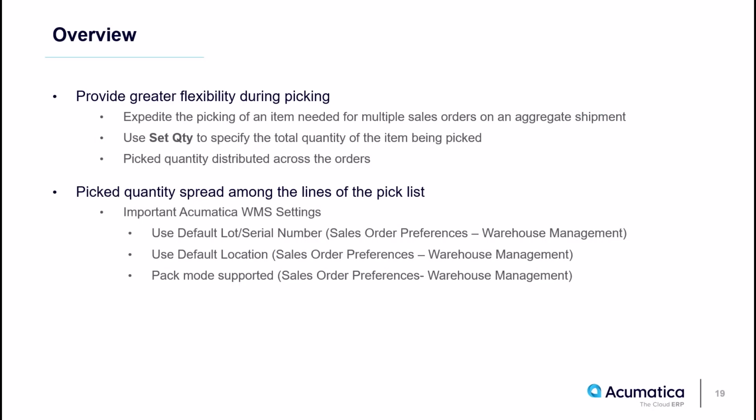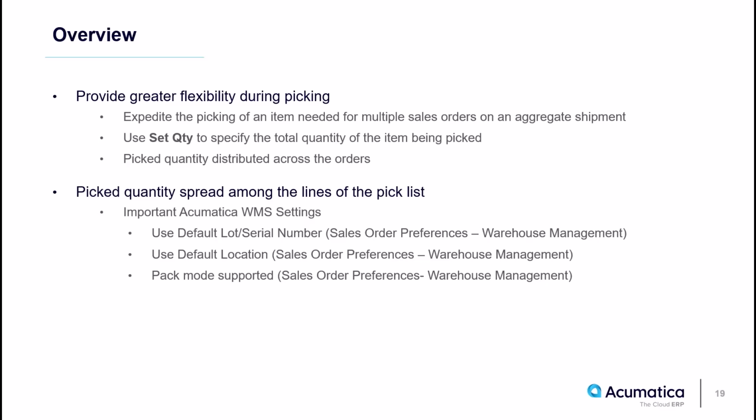Being able to aggregate the quantity for picked lines provides warehouse workers with greater flexibility during picking. This capability supports expediting the picking of an item needed for multiple sales orders on a shipment. The set quantity can be used to specify the total quantity of that item being picked, with the end result being that the picked quantity is distributed across the multiple orders automatically.